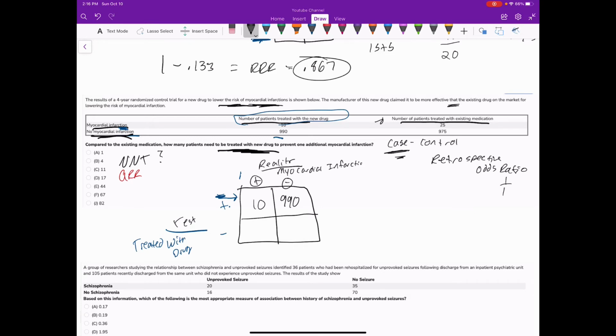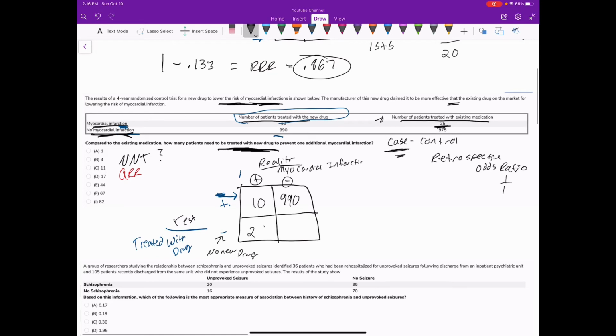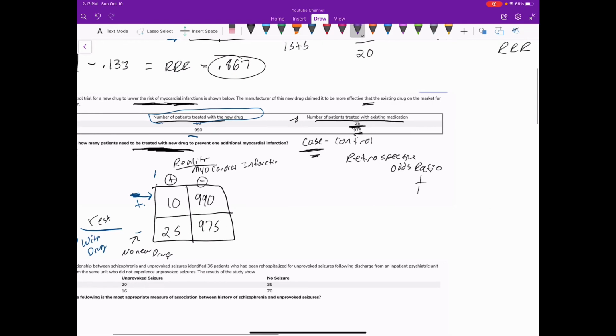Number of patients treated with existing medication. So existing medication is no new drug. They didn't have the new drug, they had the old drug. How many of these patients had a myocardial infarction? Well, 25 of them. How many of them didn't? Well, 975. So now we have our box, our main guy, right? We know what we're doing now. Now it should be pretty straightforward to what we've been talking about. So let me go to the side a little bit.